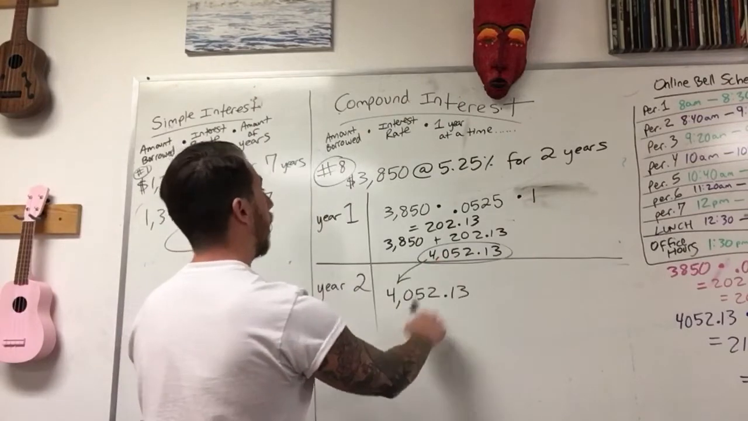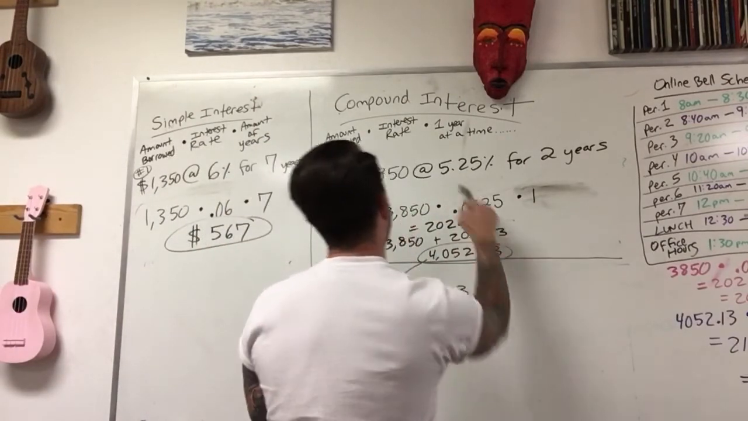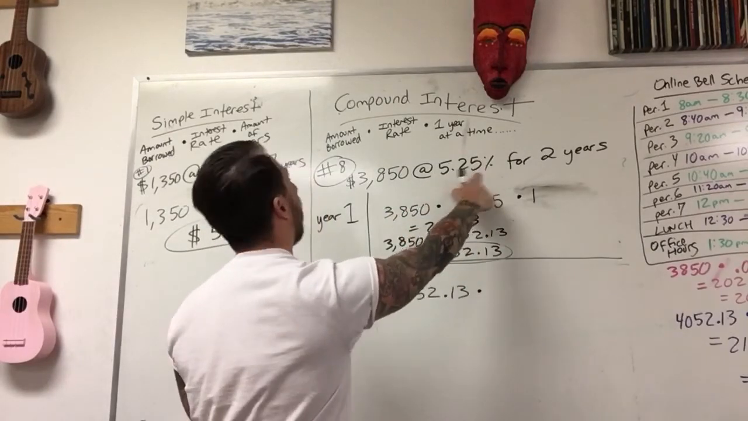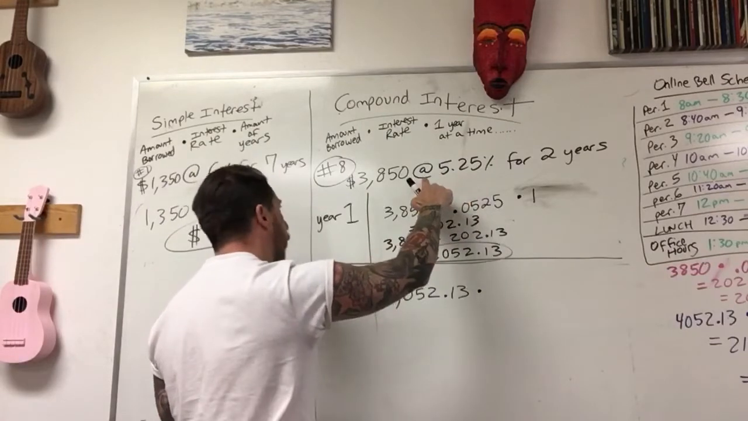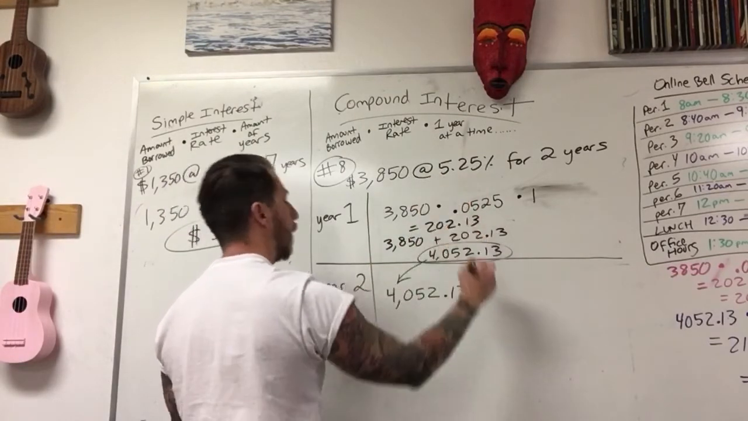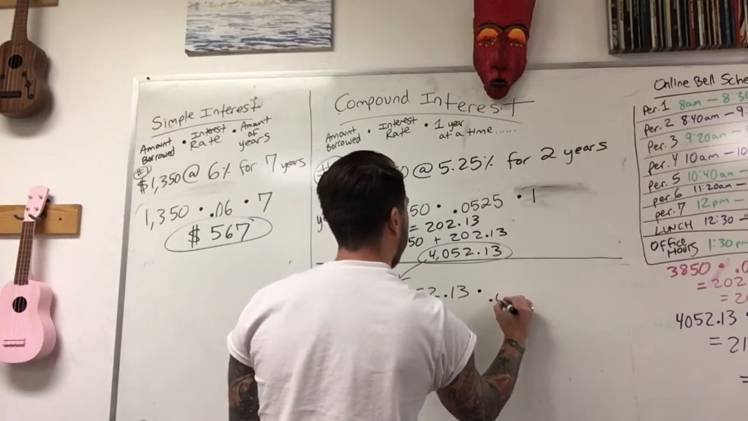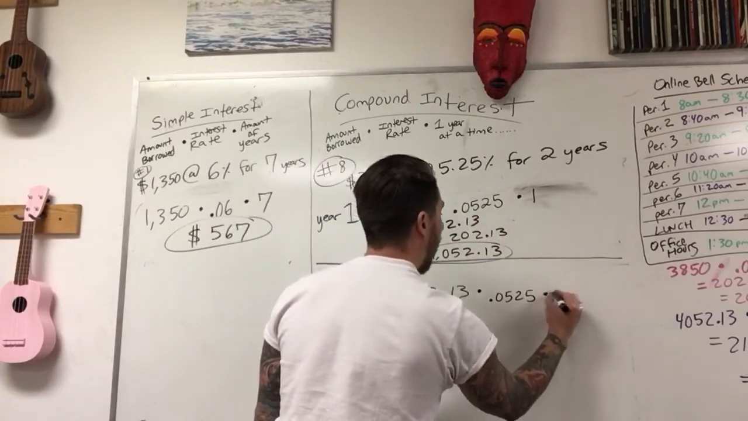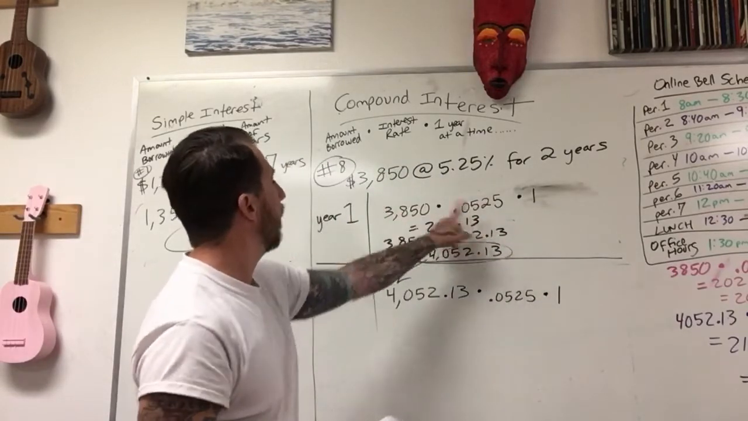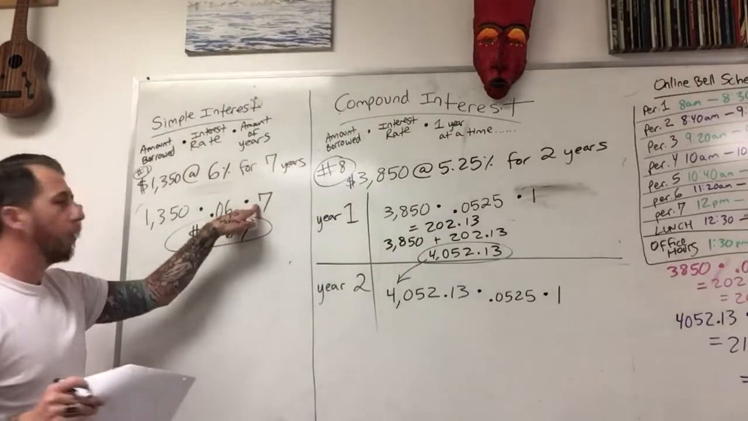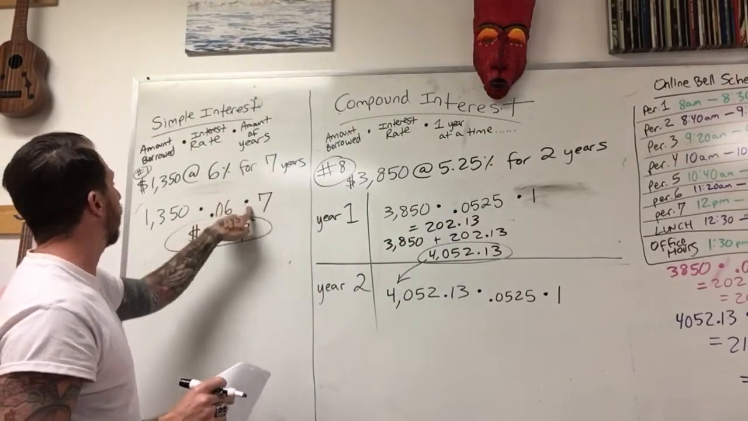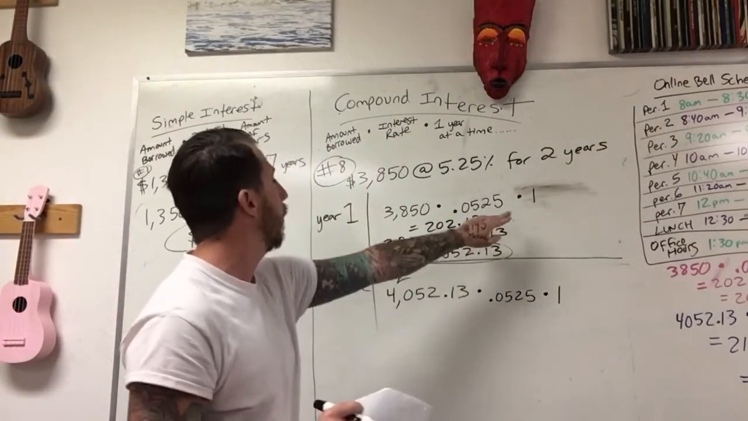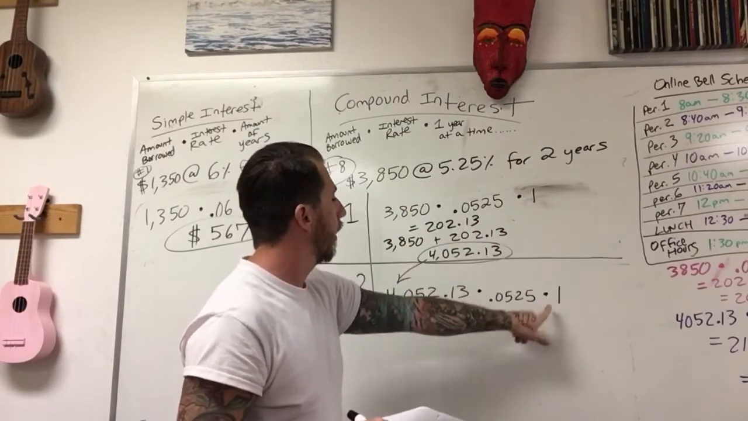So that new amount times our interest rate, but again, we can't multiply 5.25%. We have to convert that, move the decimal 2 points to the left, and we get multiplied by 0.0525. And again, multiplying by 1 isn't going to change any of this math. It's kind of what we did over here, just multiply by 7 years, right? We're doing it multiplied by 2 years. But compounding, we just do times 1 times 1.